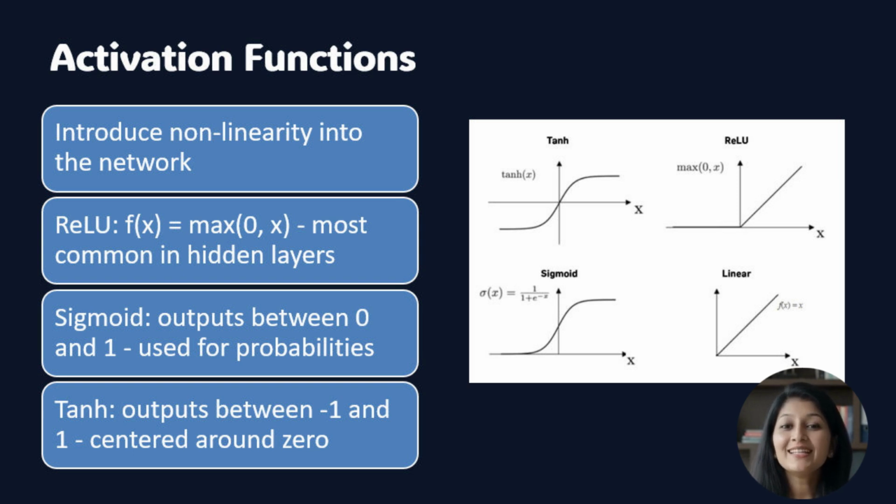ReLU, rectified linear unit, is the most popular activation function for hidden layers. It's simple. If the input is positive, output it unchanged. If it's negative, output 0. Mathematically, f(x) = max(0, x). Why is it so popular? It's computationally efficient. It helps prevent vanishing gradients, and it creates sparse activations, which improve efficiency. The downside is dying ReLU, where neurons can get stuck outputting 0, but variants like leaky ReLU address this.